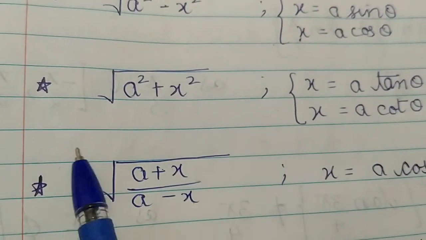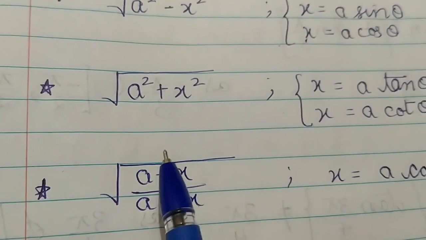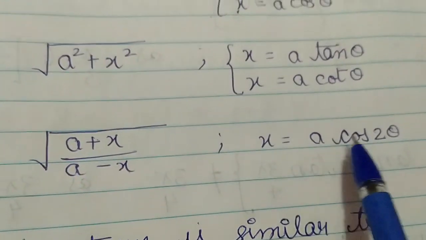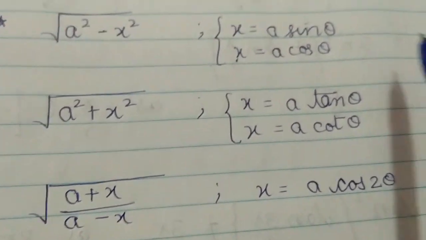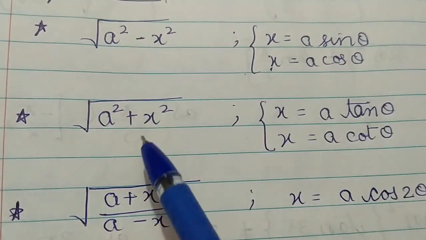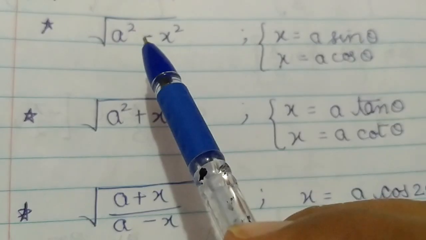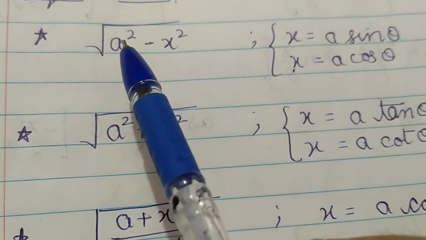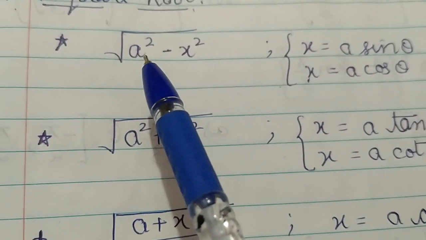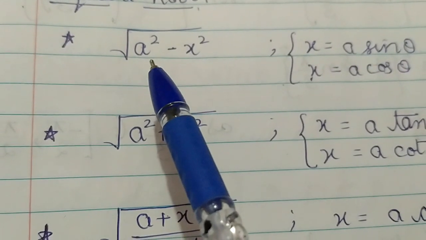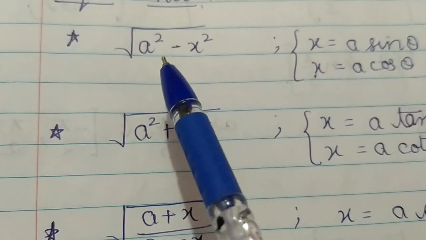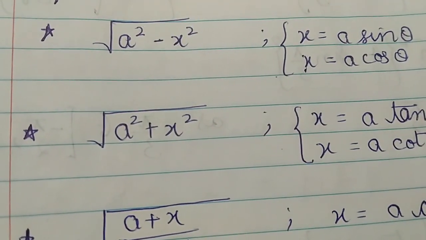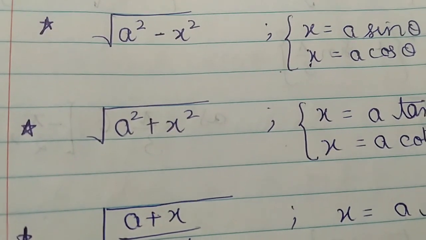But if the question involves the term root of (a plus x) upon (a minus x), then in this case we apply x equals a cos 2 theta. If we apply these substitutions in these cases, then the sign of square root will disappear and the question can be solved easily. But what happens if the question does not involve the sign of square root?